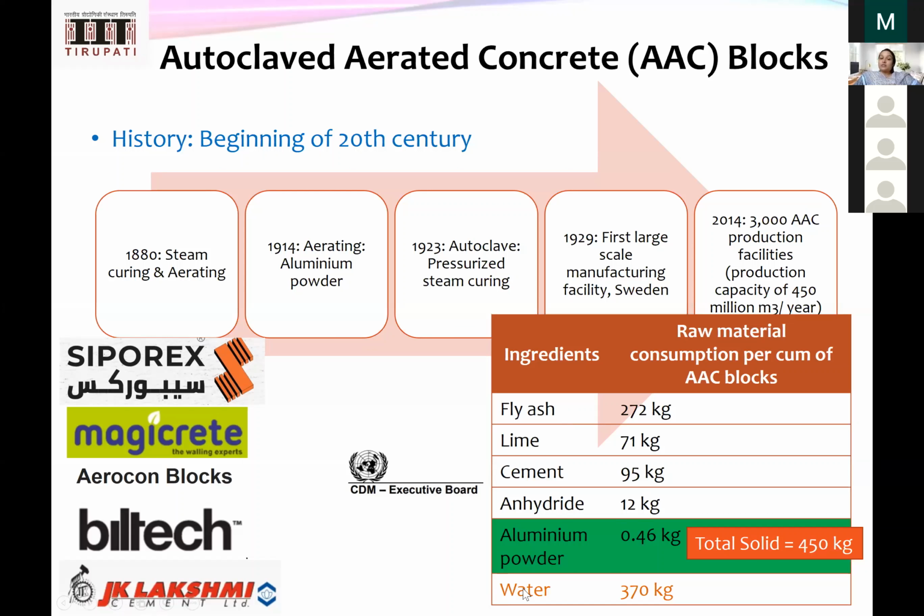Then water. If you see the total solid to water range here, total solid is in the range of 450 kg and water is 370 kg. So it's more or less like a slurry. When you mix it, you will feel like it's a slurry. Okay, so I'll show you a video of how this really works. Just give me a minute.